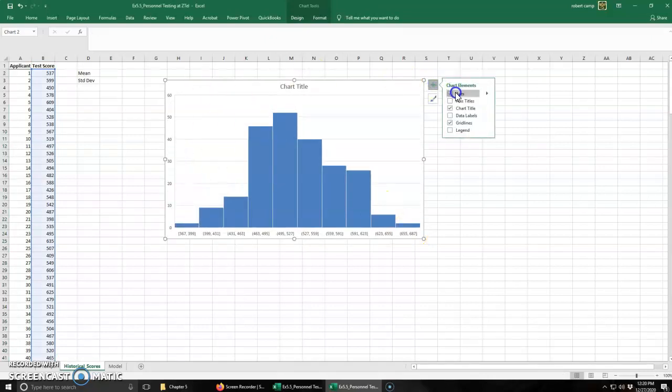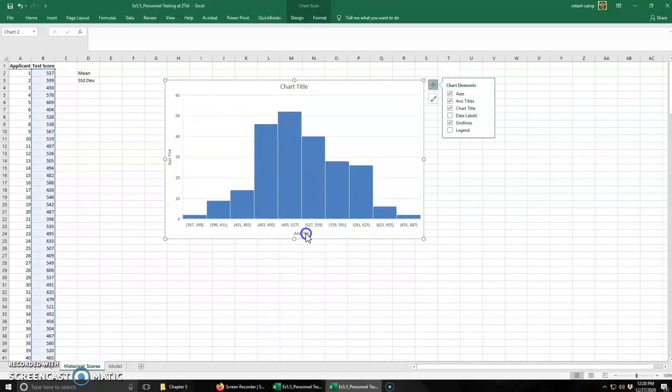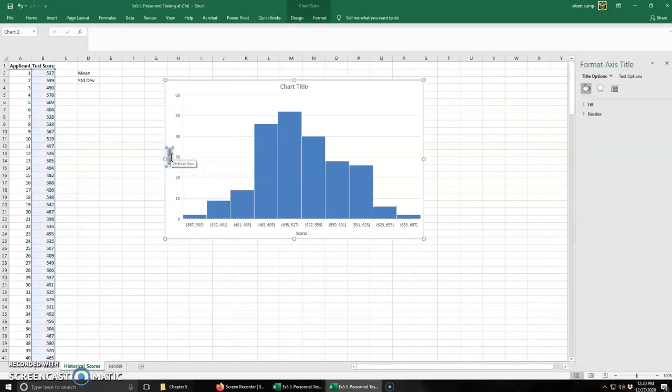Once again, axis titles. These are scores down here. There's no units that I know of for that. And along the side we have frequency. And this would be the distribution of test scores. Always important to label these things as soon as you make them.